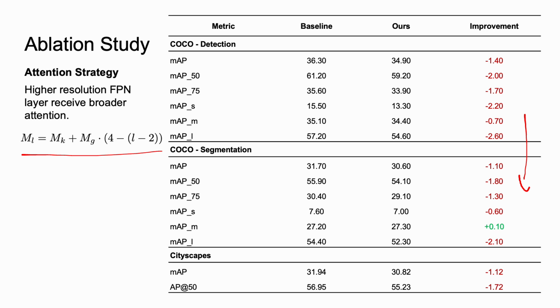Okay, on the right side, we can see that this method basically brought down the performance below the baseline, which is quite intuitive because this method will basically let the noisy or redundant information in the high resolution layer flow through and block the more important global or spatial information in the high level or low resolution FPN layers like P5 or P6.